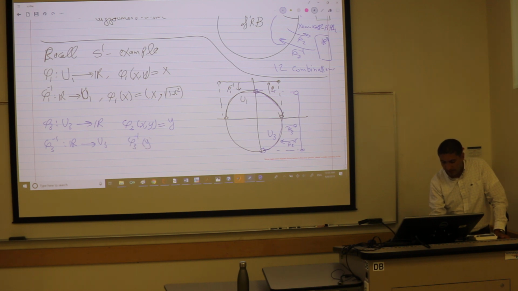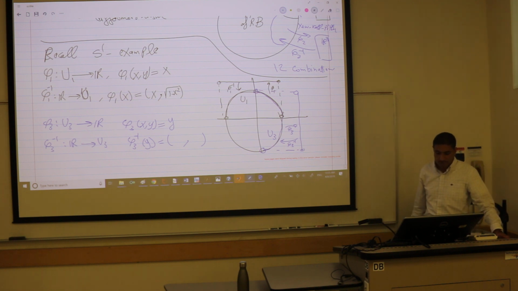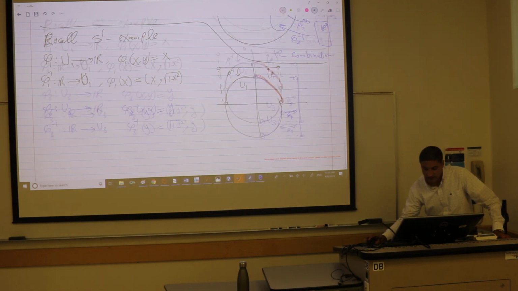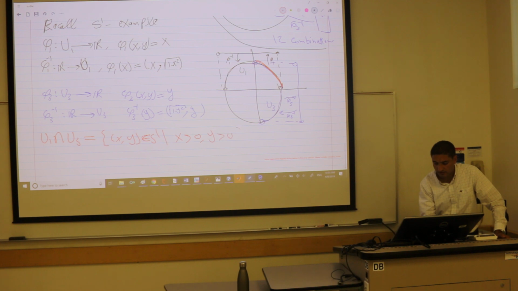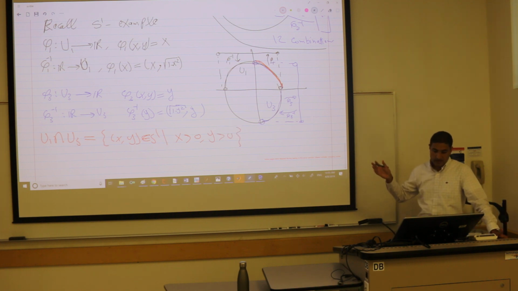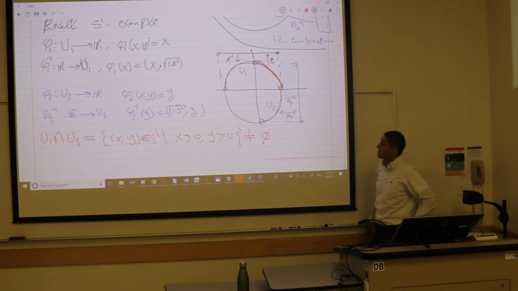Phi 3 inverse of y is what? What was that? Square root of 1 minus y squared, and just y. Very good. So now the overlap is here. Right? So U1 intersection U3 is non-empty. It's actually equal to every x and y in S1 such that x greater than 0, y greater than 0, and this is the first quadrant. It's non-empty, obviously. So we need to have the composite map.